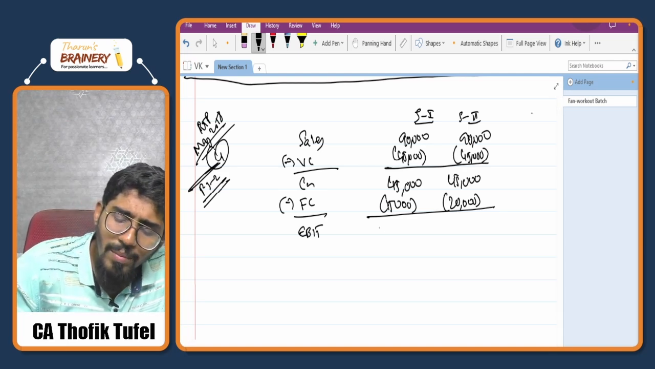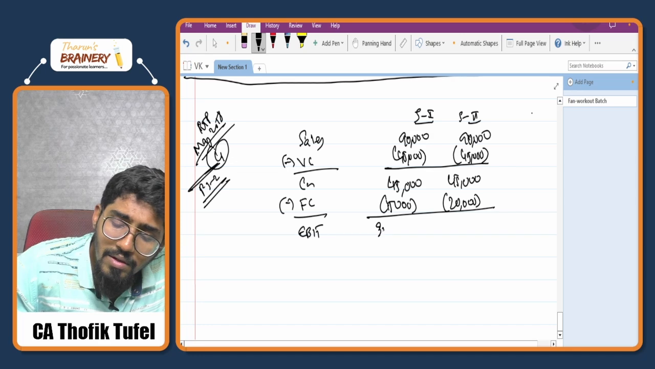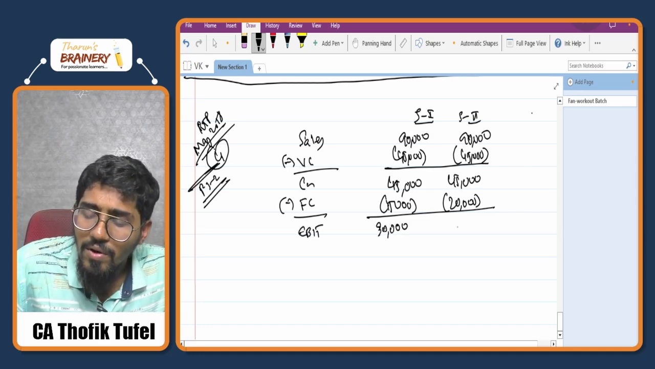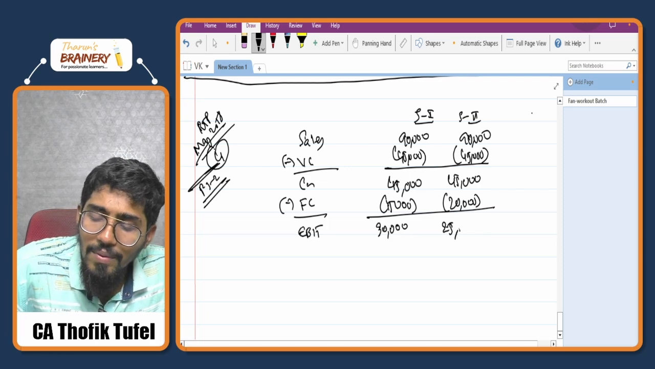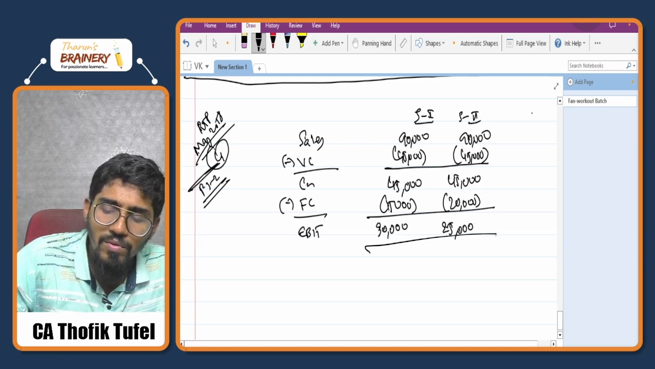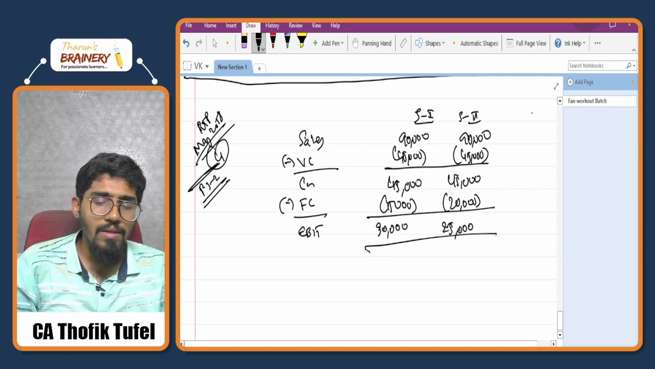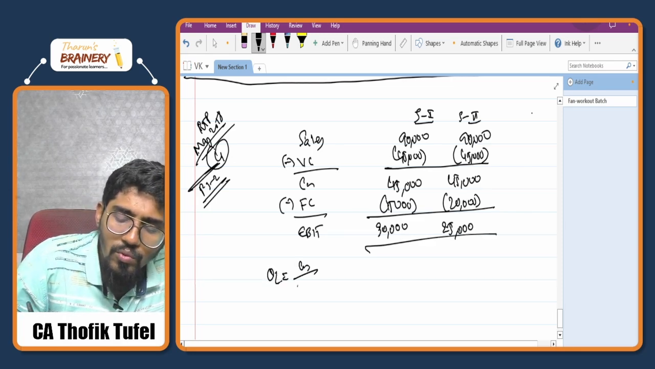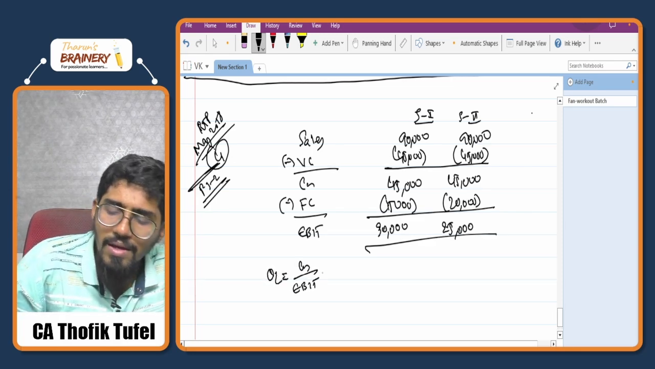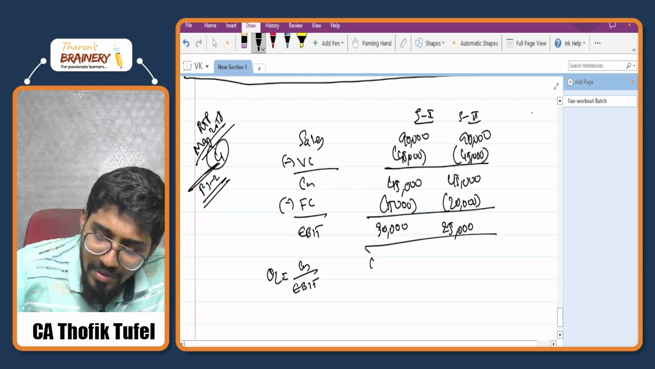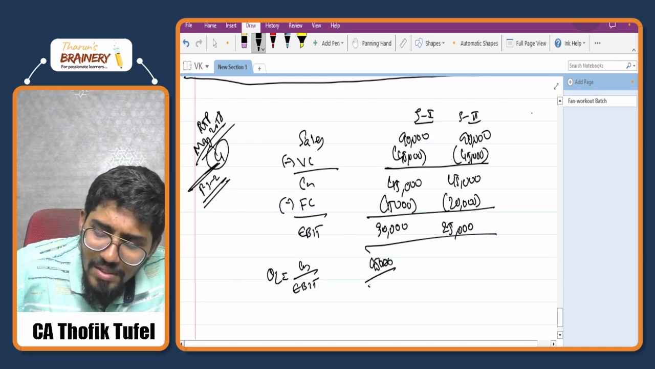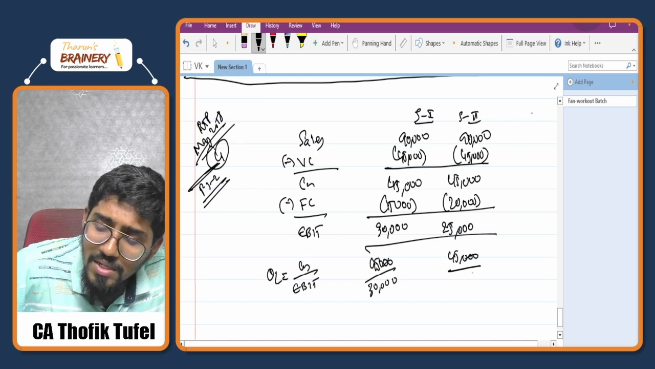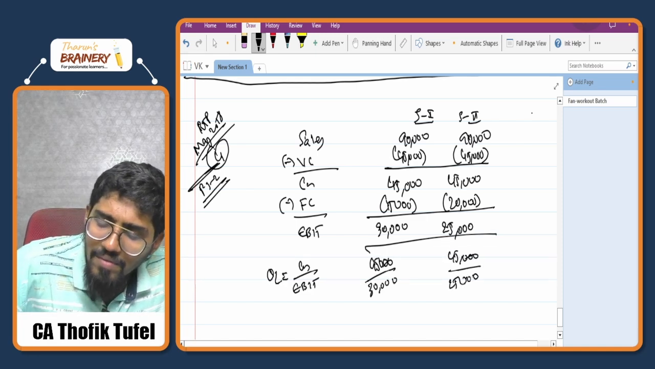Now, what is 45 minus 15? 30,000. So, 30,000 rupees is my EBIT. What is 45 minus 20? 25,000. So, 25,000 is my EBIT. Now, let me calculate operating leverage. Operating leverage is equal to contribution divided by EBIT. So, which means 45,000 divided by 30,000 here and 45,000 divided by 25,000 here.